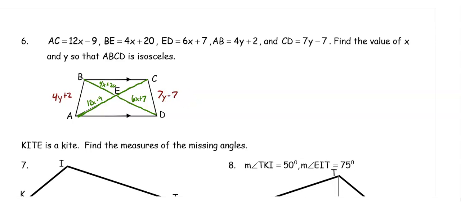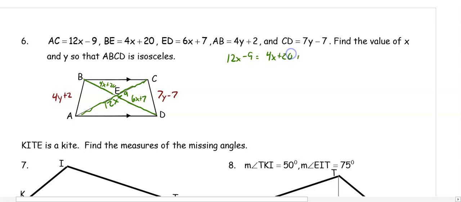So in a trapezoid, our diagonals are congruent. So we know that this whole diagonal of AC is 12x minus 9. So we have 12x minus 9 equals... The other diagonal is broken into two pieces, so together they're going to equal AC. So we have 4x plus 20 plus 6x plus 7. So we get 12x minus 9 is equal to 10x plus 27.